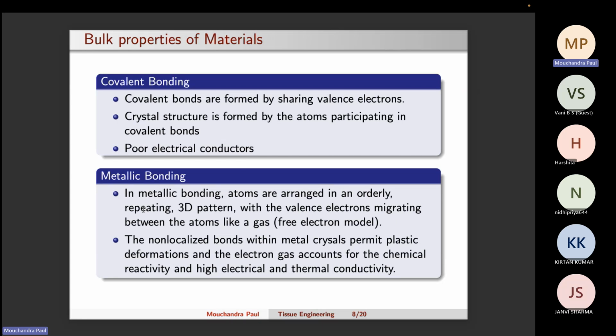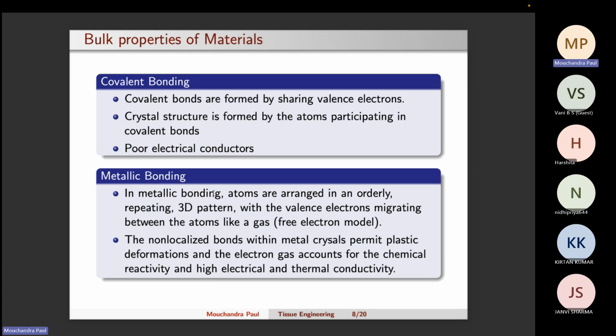Here, what happens? The electron donor, the atom which donates electrons, is positively charged. That is surrounded by valence electrons. Where will these electrons go? They are going somewhere, right? They are not accepted by another atom. Rather, they are roaming around the donor atom and form a cloud or a gas.